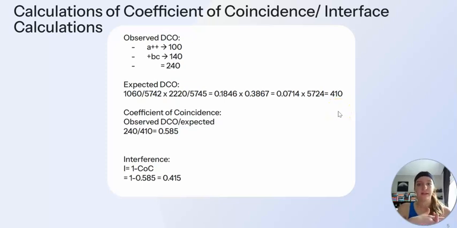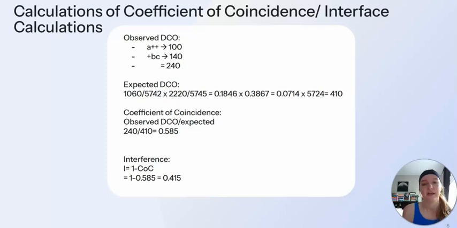Then we can go ahead and do our calculations of the coefficient of coincidence and the interference calculations. The observed DCO, A plus plus is 100, and plus B C is 140. Adding those two together is 240. And then you do the expected DCO, so 1060 divided by 5,742 times 2,220 divided by 5,742. Those were the same numbers that we used on the last slide for map distances.